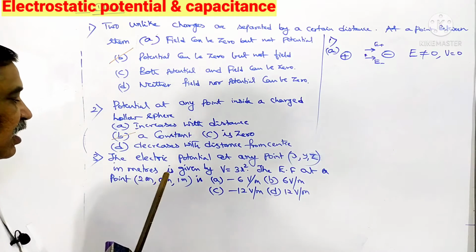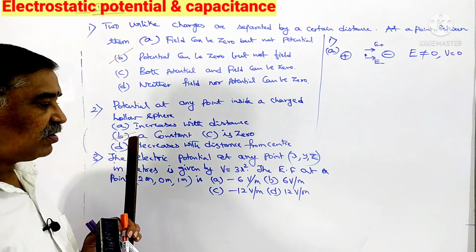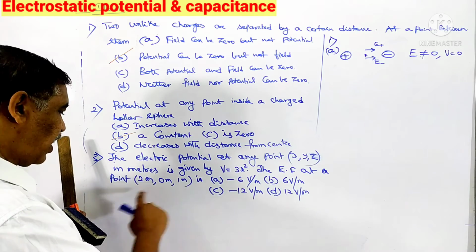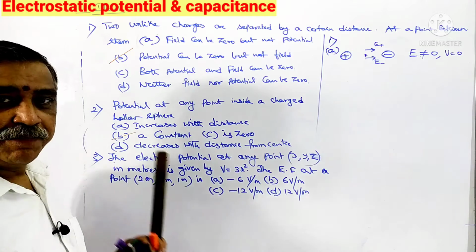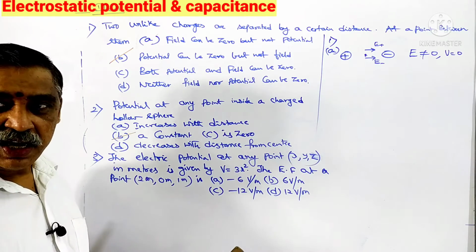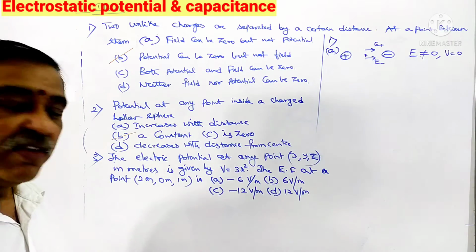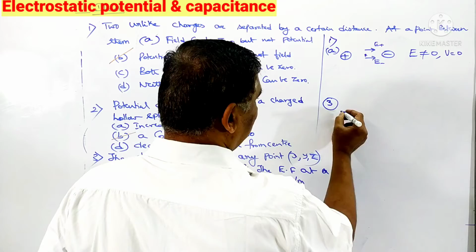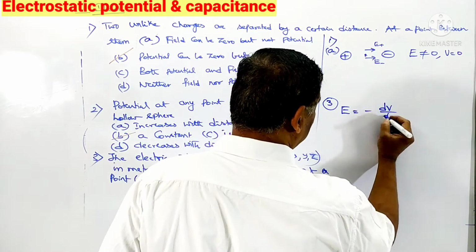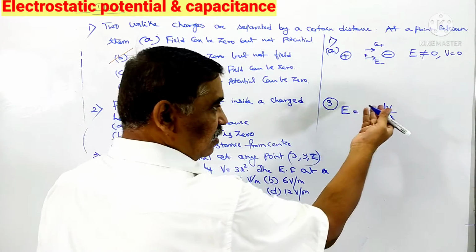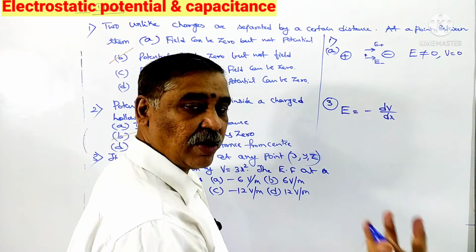Now let me take the third one. The electric potential at any point x, y, z in meters is given by V is equal to 3x square. The electric field at the point 2 meter, 0 meter, 1 meter is asked. Four options are given. Such questions have appeared in several previous CET papers. Very easy one. So we want to find what is electric field. Electric field E is equal to, in second PUC we have one simple derivation, minus dV by dx, the derivative of potential with respect to distance, minus dV by dx or minus delta V by delta x.